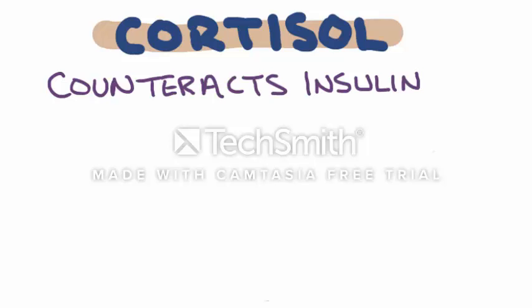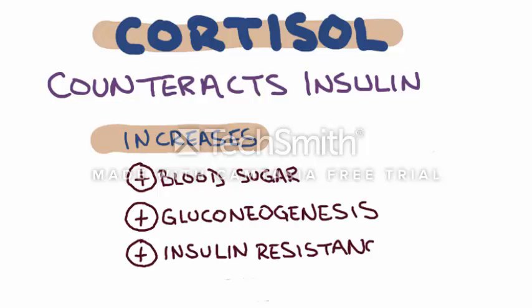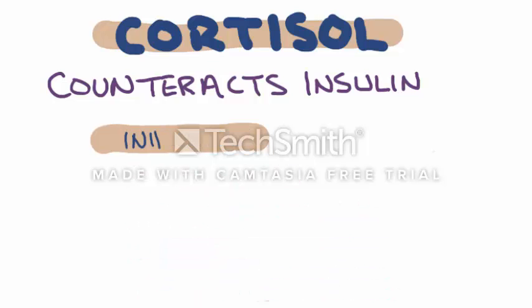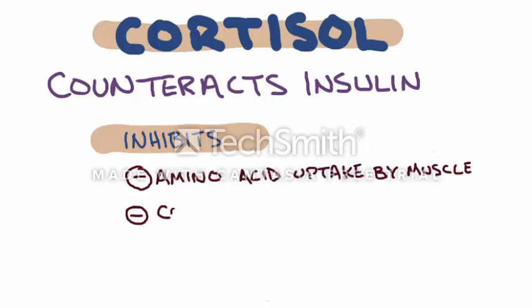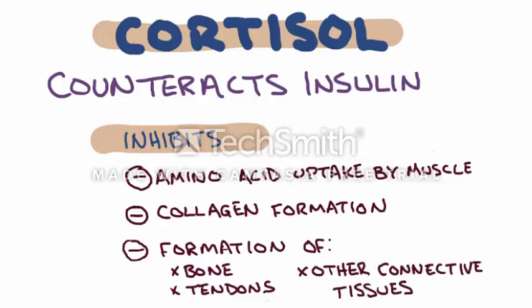In sugar metabolism, cortisol counteracts insulin and contributes to hyperglycemia. This hormone increases hepatic gluconeogenesis and increases insulin resistance. Cortisol also supplies precursors to gluconeogenesis by increasing amino acid concentrations in the blood. To do this, it inhibits protein synthesis, decreasing amino acid uptake in the muscle, and inhibits formation of collagen. As collagen is a main organic component of bones, tendons, and other connective tissues, cortisol decreases formation of these tissues.